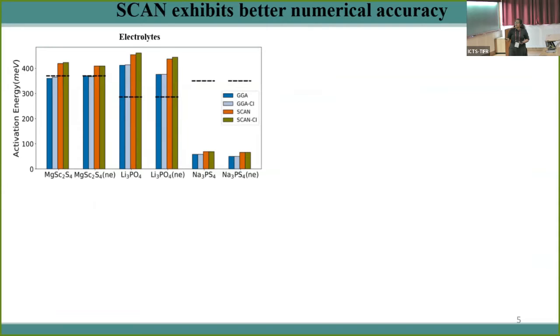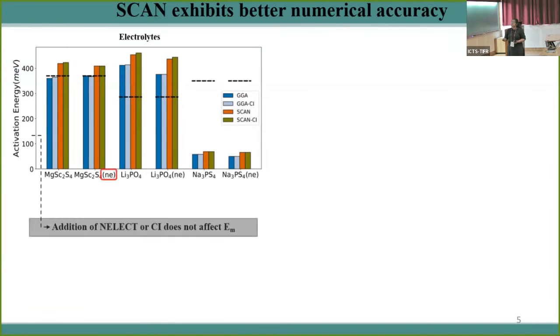The blue and light blue colors correspond to GGA and GGA+CI barriers. Orange and green correspond to SCAN and SCAN+CI. The horizontal lines correspond to the experimentally predicted barriers. The notation NE that is used next to the system's name on the x-axis corresponds to the addition of uniform background charge. If NE is not present, it means that uniform background charge was not added.